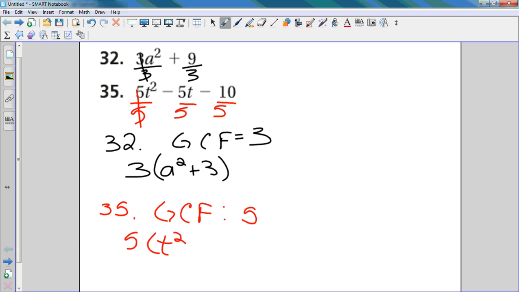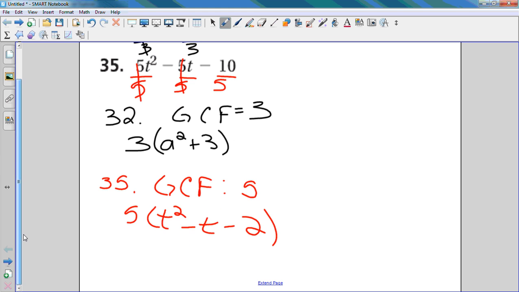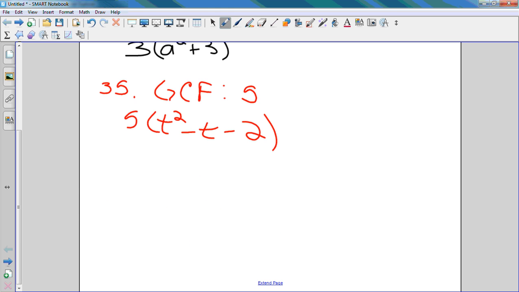t squared minus t minus 2. Now, can you factor this one? Yeah, put the t's together. No, because one's t squared, one's t. I'm just kidding. So I have to split them up, so I have t and t. That's step 1.